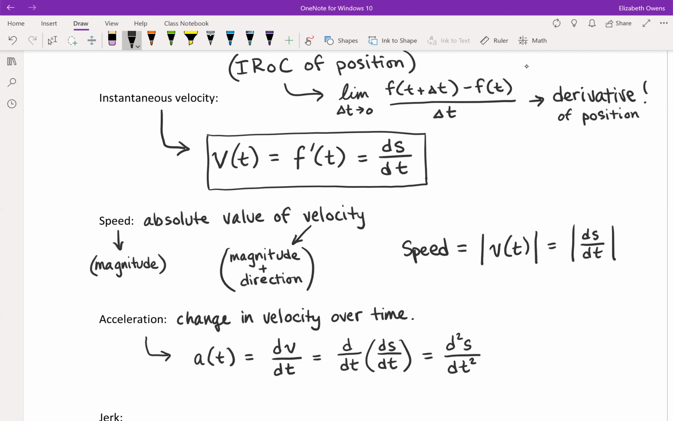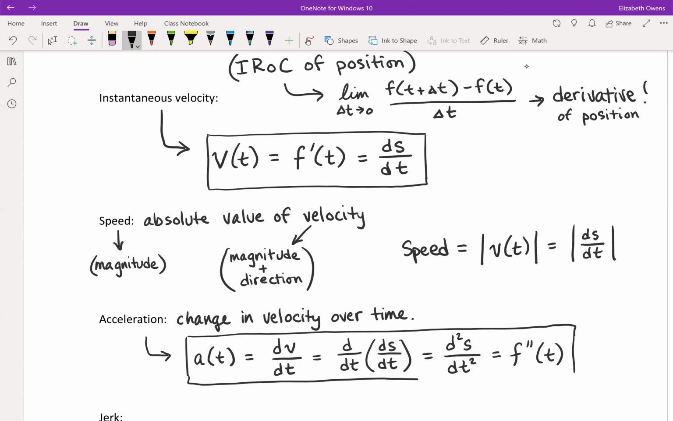You could also write this as the second derivative of the position function f. So you could write it as f double prime of t. But all of those mean the exact same thing. That's why these problems can get a little tricky sometimes. There are so many different notations to keep track of. But just remember, position is original, velocity is first derivative, acceleration is second derivative here.